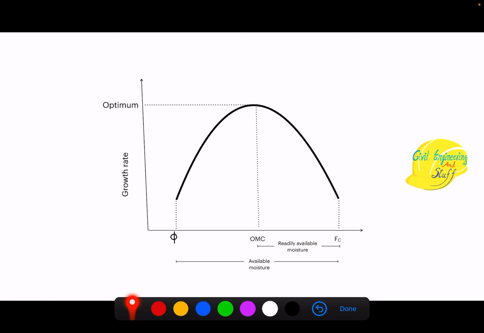So if the moisture content of the soil is within this range, the readily available moisture content, then our plant will sustain its growth. It will grow at a very steady pace, in a healthy manner.